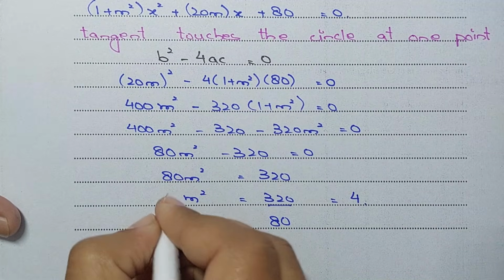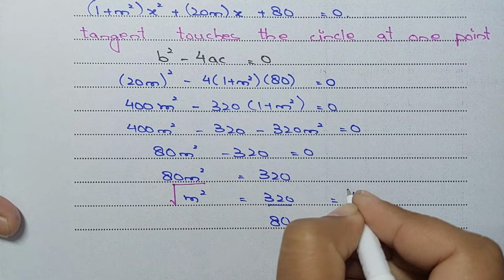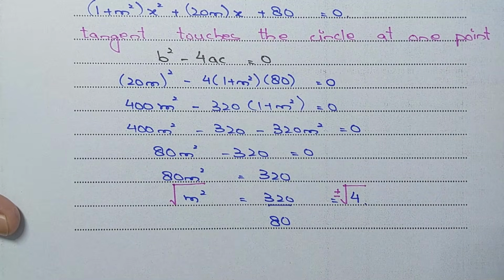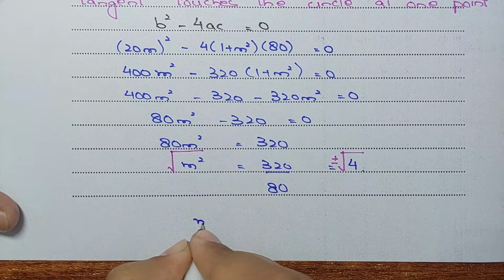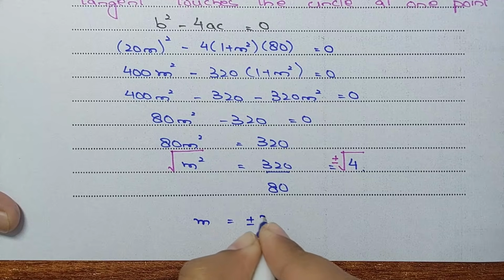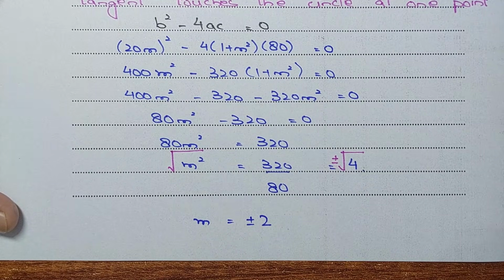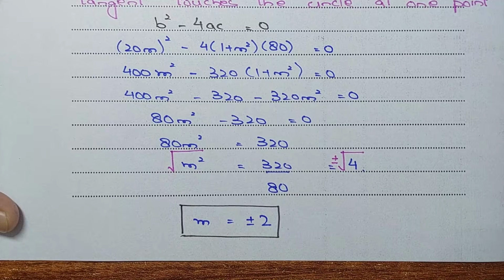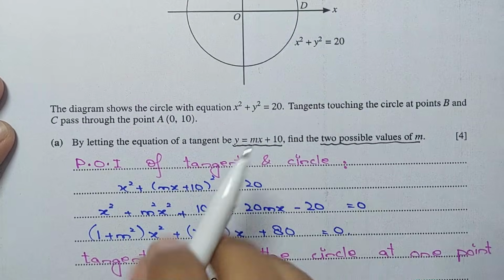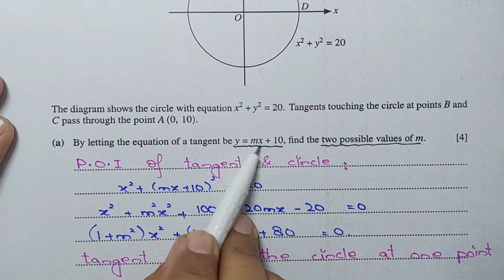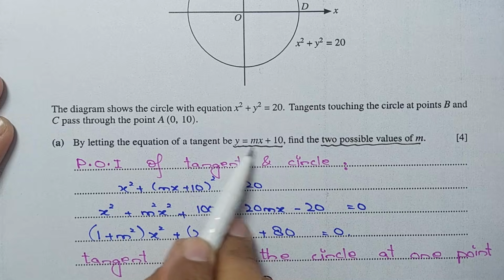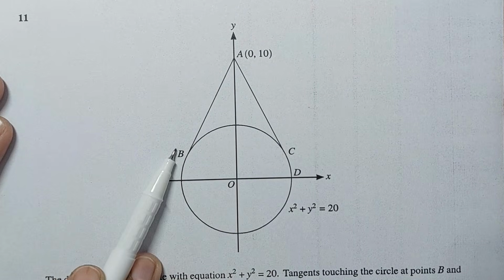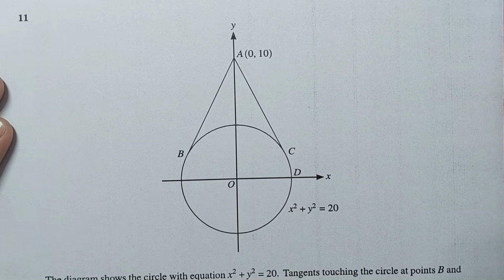Now to get the value of m, take the square root on both sides with a plus or minus, so you will get two values for m. So m equals plus or minus 2. These are the two possible values of m. All right, so now we have the tangents. y = mx + 10 becomes y = 2x + 10 and y = −2x + 10. These are the two tangents.